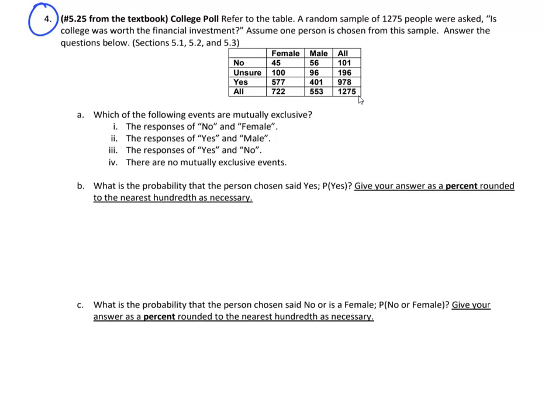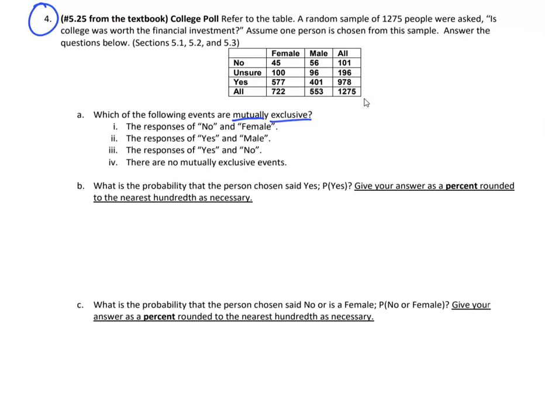Notice that 1,275 is the total. So this is called a two-way table. And so when you see a two-way table like this, whatever's in the column here at the end and the row going at the bottom like this, those should total up to be the same thing. And in this case, that's 1,275. That's the entire sample.